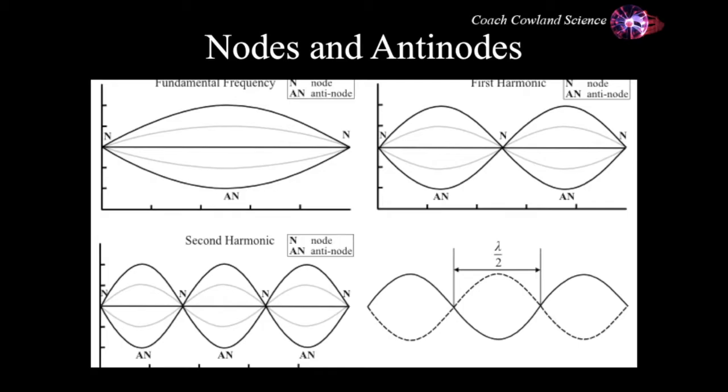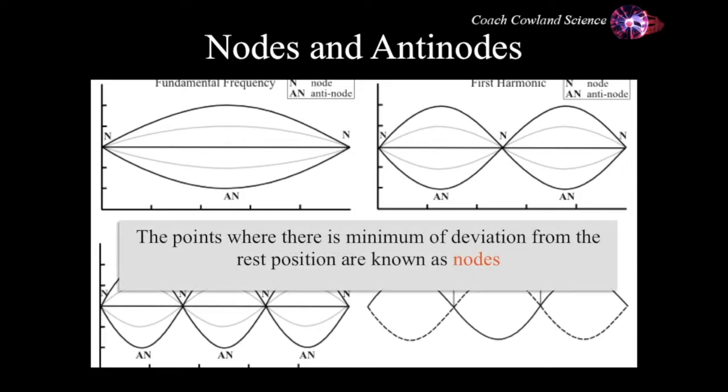So when we talk about standing waves, we're going to talk about nodes and antinodes. So what is a node and what is an antinode? The points where there is a minimum deviation from the rest position are known as nodes. On a string making a standing wave, the nodes are at the ends, where they never move from their rest position, which is the horizontal line. You can see here on this one there are actually 3 nodes. On the previous one there were only 2.